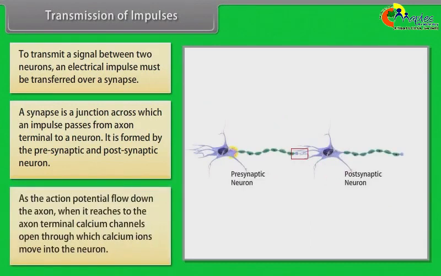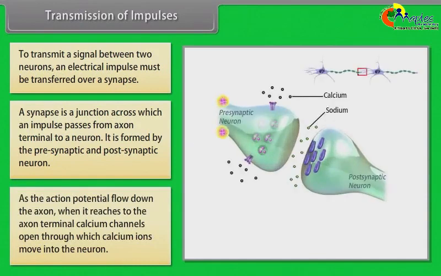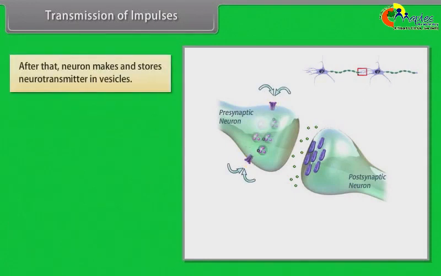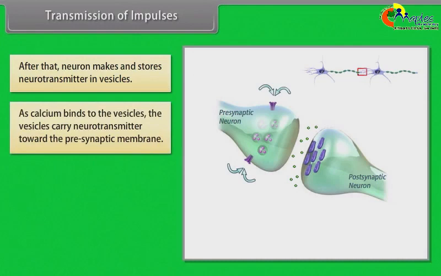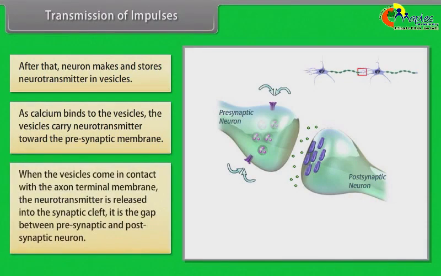As the action potential flows down the axon, when it reaches the axon terminal, calcium channels open, through which calcium ions move into the neuron. After that, the neuron makes and stores neurotransmitters in vesicles. As calcium binds to the vesicles, they carry neurotransmitter towards the presynaptic membrane. When the vesicles come in contact with the axon terminal membrane, the neurotransmitter is released into the synaptic cleft.